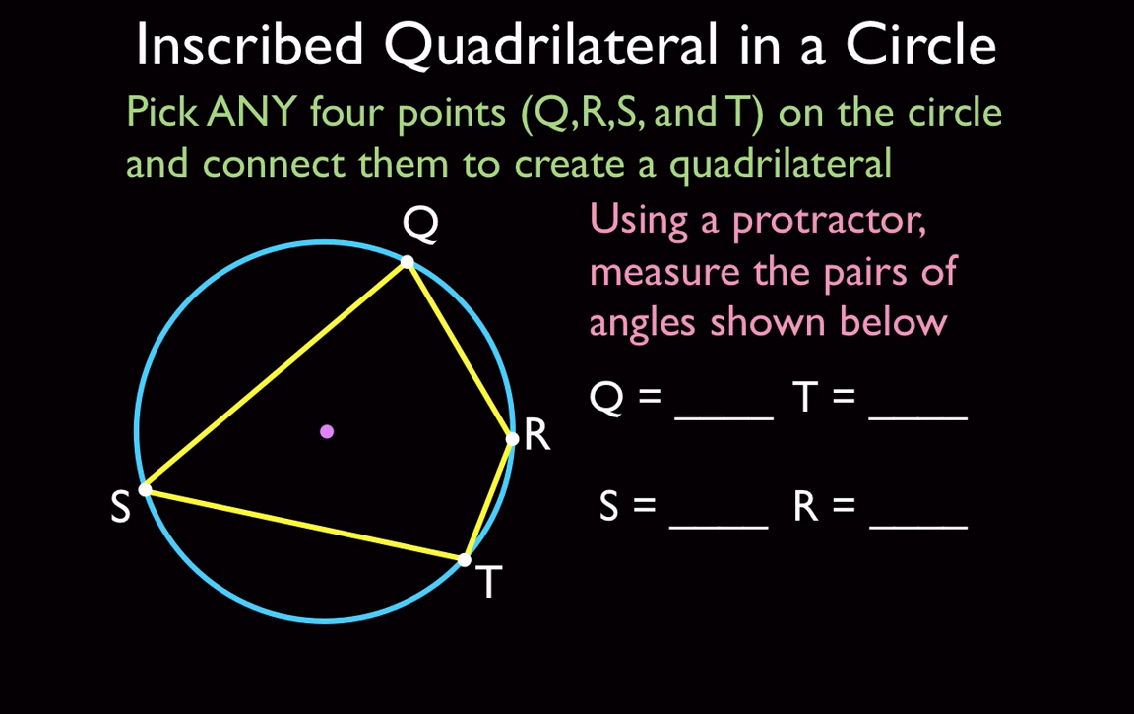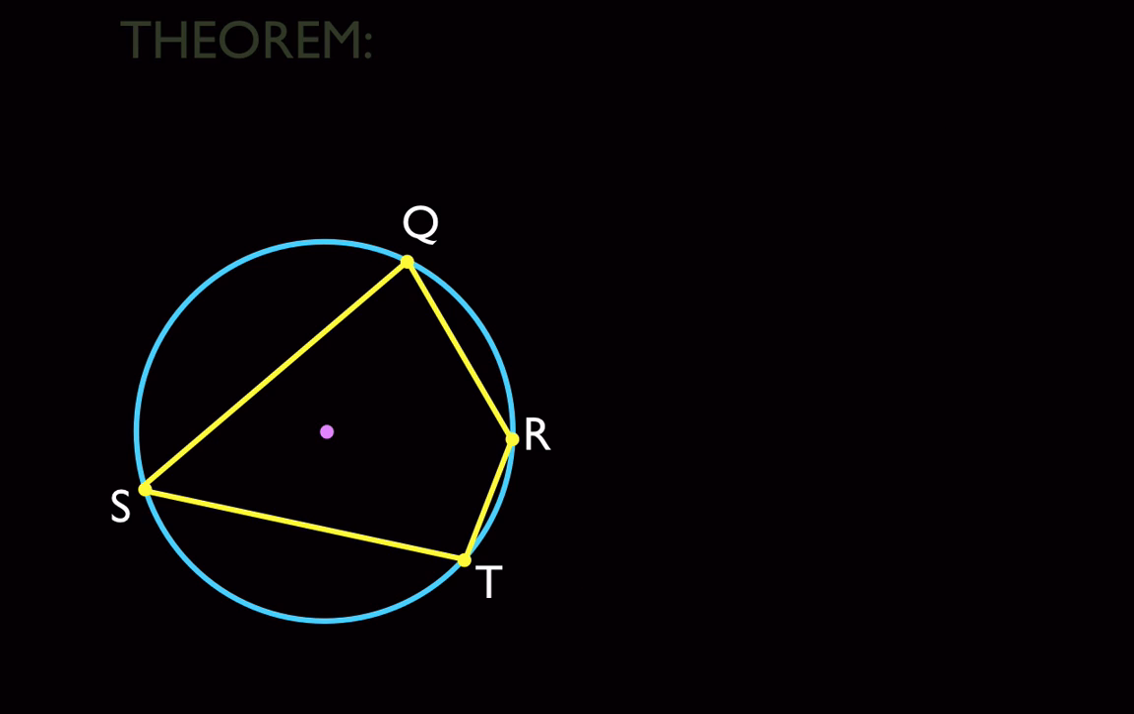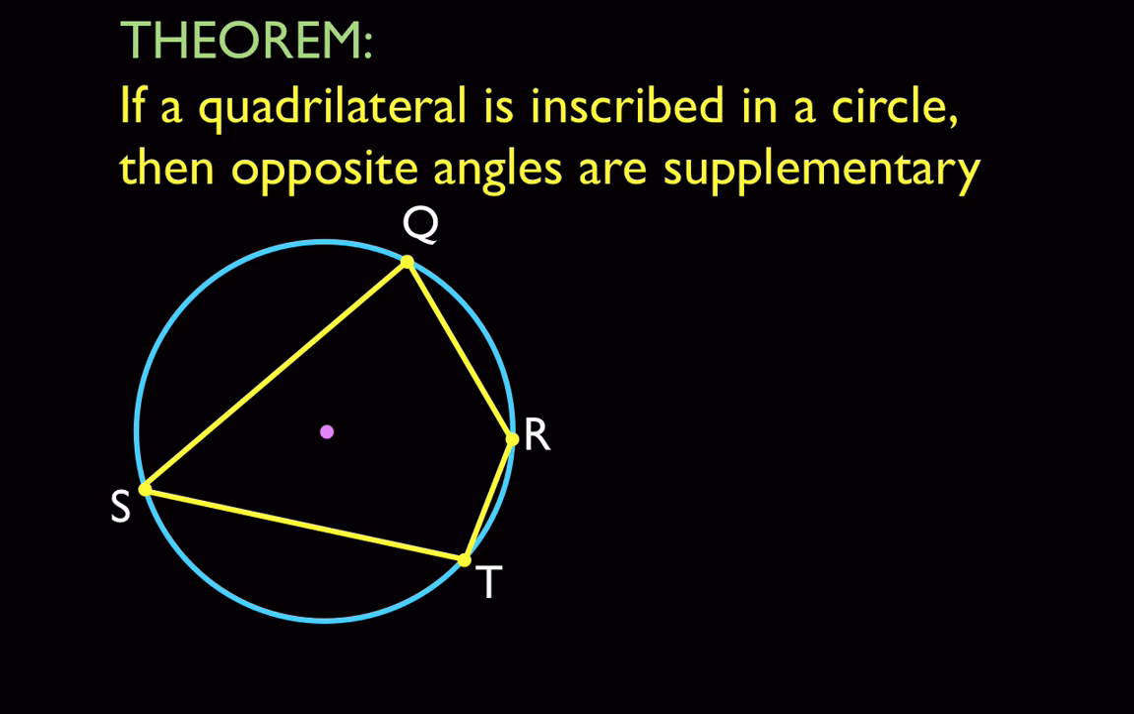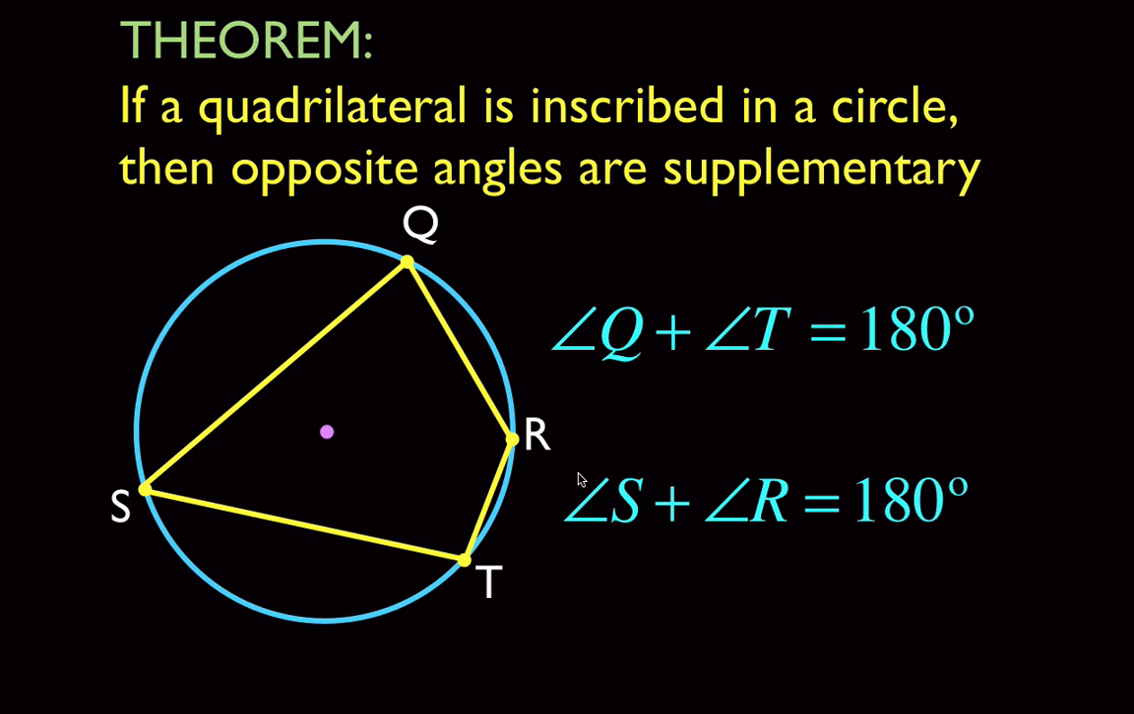Alright, so what you should have noticed is that the angles across from each other add up to 180. So what the theorem says is, if a quadrilateral is inscribed in a circle, then opposite angles are supplementary. Meaning Q plus T, since these are opposite from each other, shoot a line straight out, you hit T, add up to 180, as well as S and R add up to 180. Notice this proof is not an if and only if proof, because just having 2 angles that add up to 180 does not guarantee you have a quadrilateral. So it's an example of a non-if and only if proof.